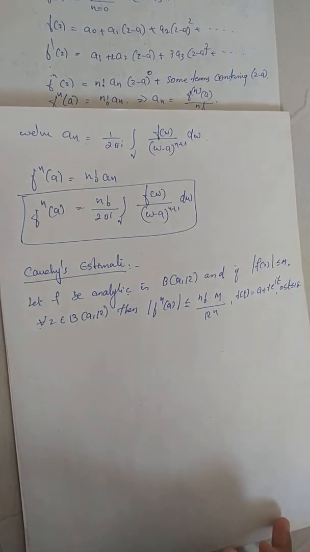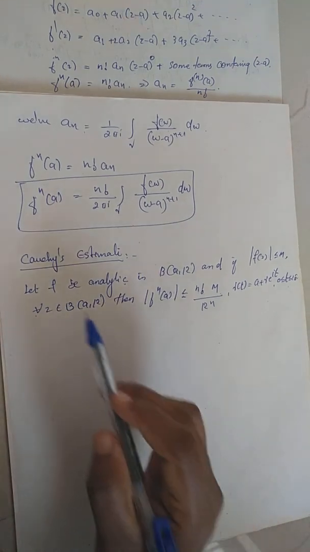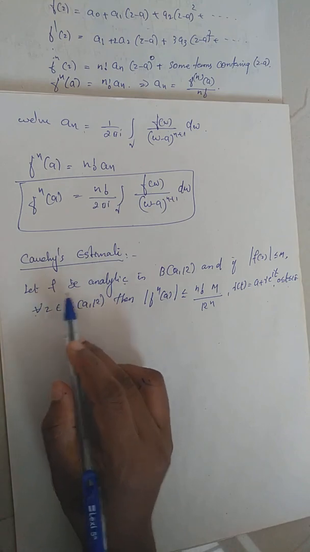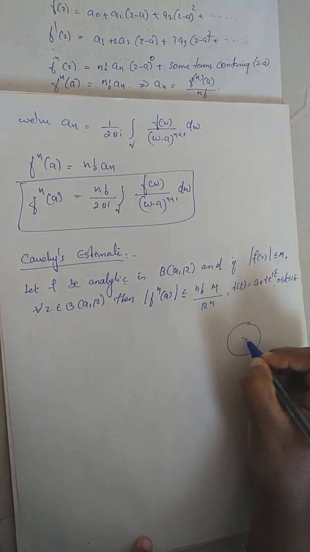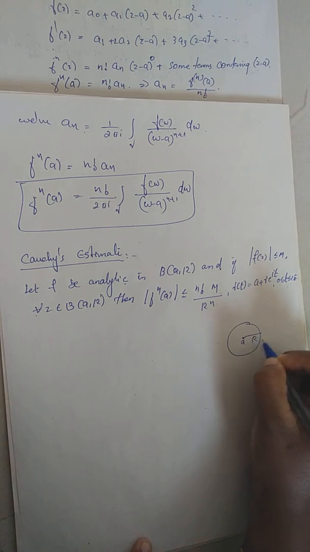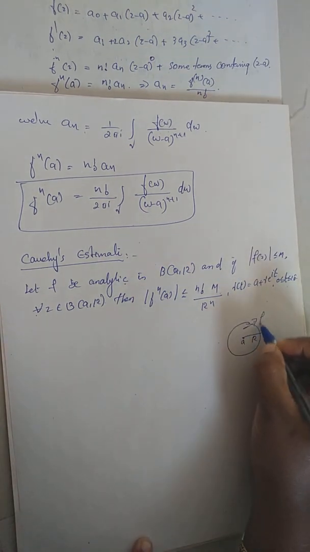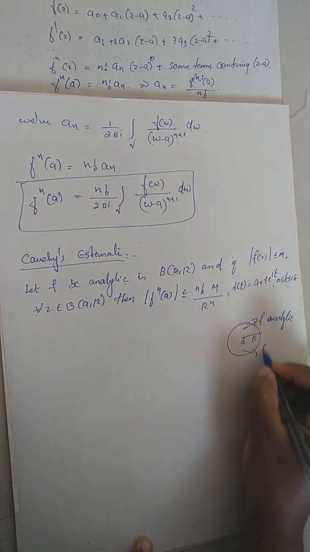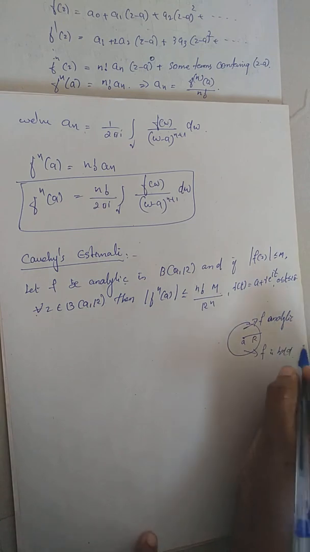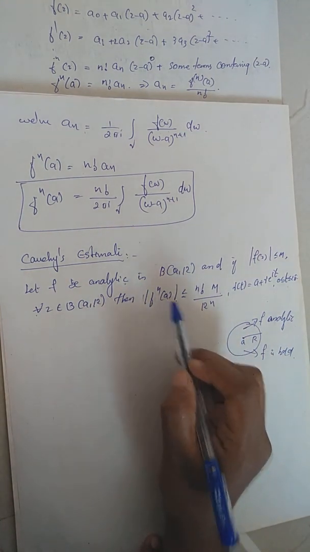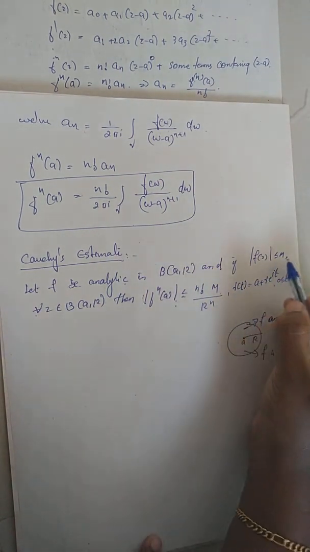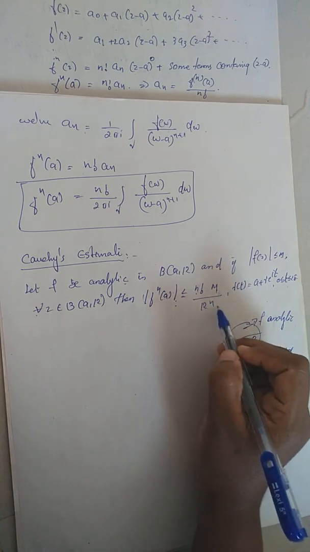So by using this corollary, we can prove one more interesting result, which is called Cauchy's estimate. Cauchy's estimate says that suppose we have a region B(a, R), that means center a and radius R, an open ball. Suppose that f is analytic in this region and also assume that f is a bounded function. Then the modulus of the nth derivative, that means its nth derivative is also bounded, and that bound can be found by the formula n factorial into M divided by R raised to n.